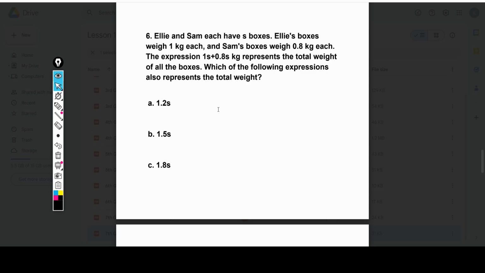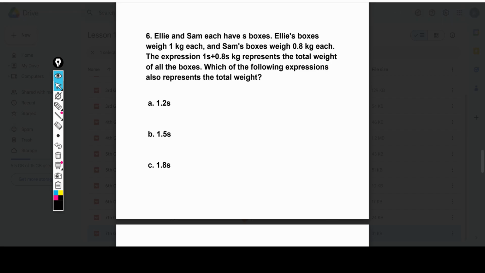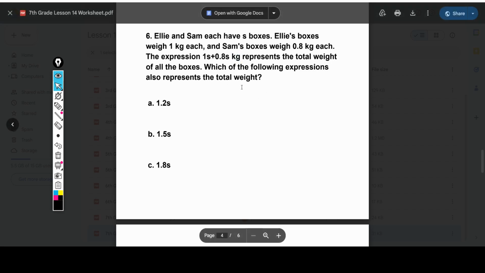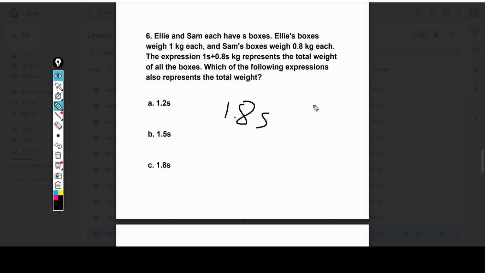Okay, and then we have Ellie and Sam who each have S boxes. Ellie's boxes weigh 1 kilogram while Sam's weigh 0.8 kilograms. So we're adding 1s and 0.8s to get the total number of kilograms. What's 1 plus 0.8? Well, that's just 1.8. So you end up with 1.8s kilograms. C.